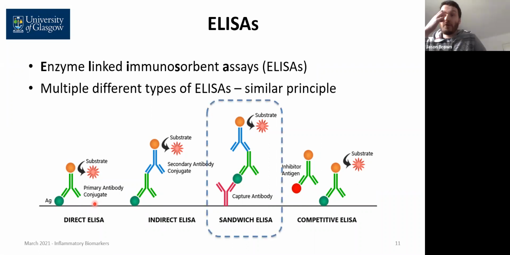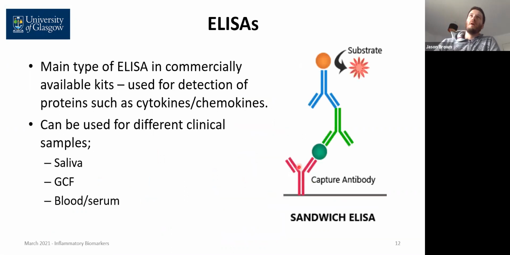Because of the interest of time, I don't have enough time to go through each of the individual ELISAs and the protocol attached to them. So the one that we're most interested in, and the one that we mostly use in the dental school in Glasgow, in the research laboratories, is the sandwich ELISA. And in the next few slides, I'm going to go into detail and talk about what a sandwich ELISA is and what the principles behind this type of ELISA are. But the take-home message here is that there's different types, but they all use a very similar principle.